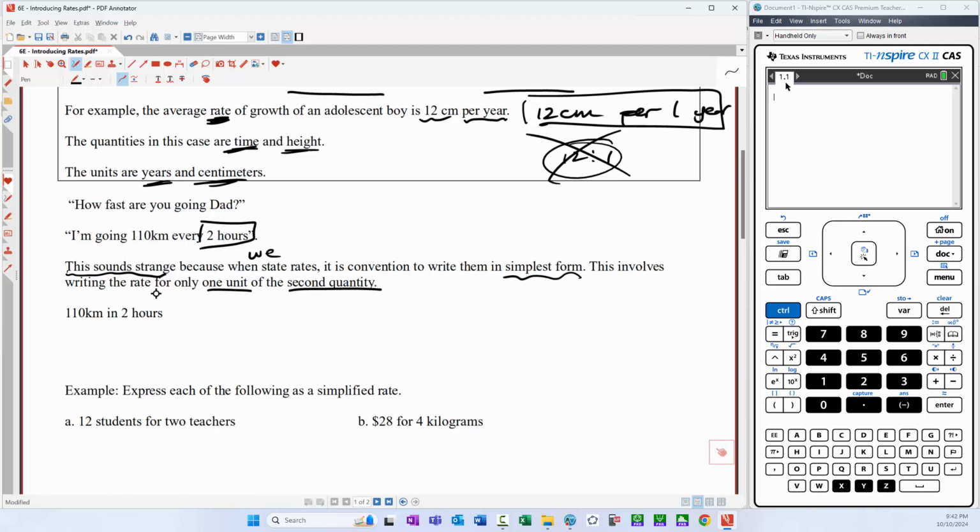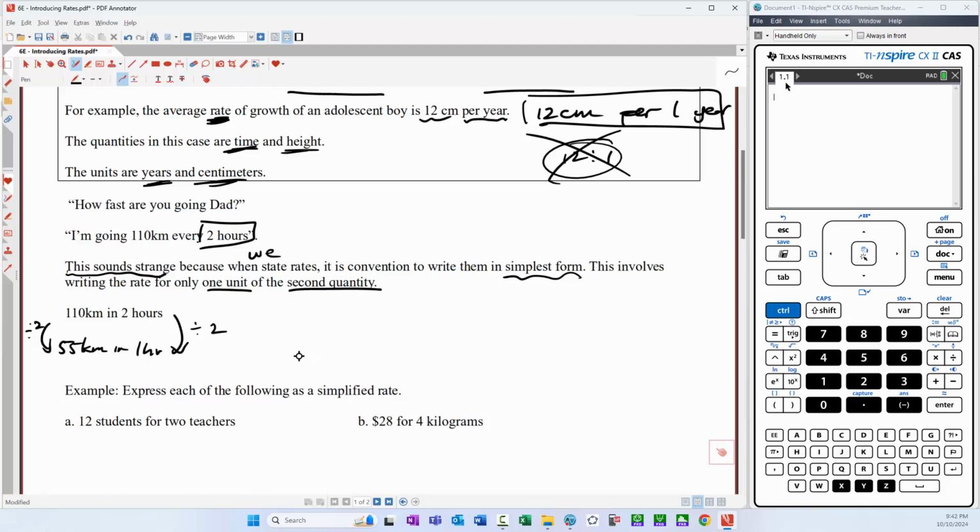An easy way to do that is to write down the information you've got, and just like we were doing with ratios, you simply turn this number into 1. How would you turn 2 hours into 1 hour? Well, you'd scale it by dividing by 2 or multiplying by half. So we're going to divide both of those quantities by 2, and we're going to get 55 kilometers in 1 hour.